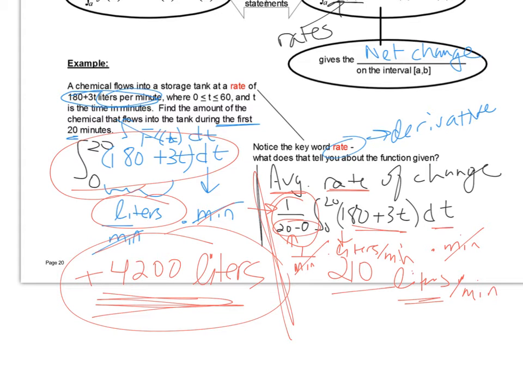So net change is just the fundamental theorem. It doesn't have that fraction out in front. With the fraction out in front, it gives you average rate of change, a different thing.